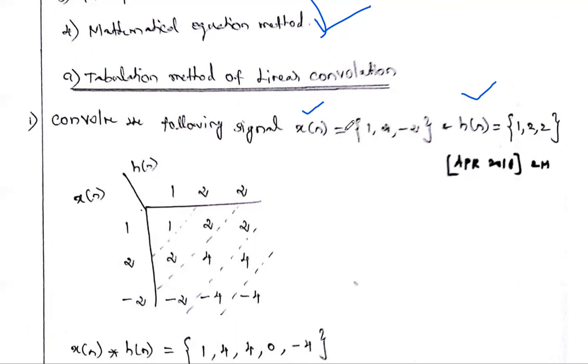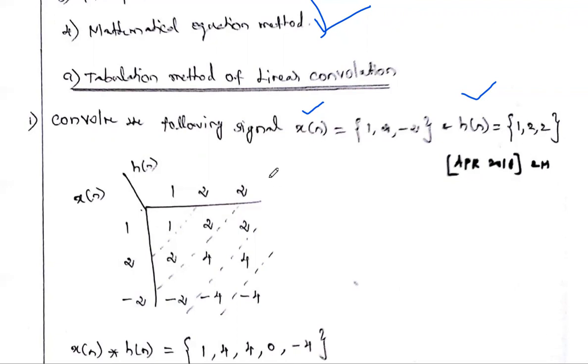Discrete signal means the signal has a value at particular instants of time. Here x of n has only 3 samples, 3 amplitudes: 1 comma 2 comma minus 2. The arrow is not given, so we have to consider the first sample as the value of x of n at n equal to 0. So at n equal to 0 the signal has the value 1, then n equal to 1, n equal to 2. Similarly the impulse response h of n is given by 1 comma 2 comma 2.